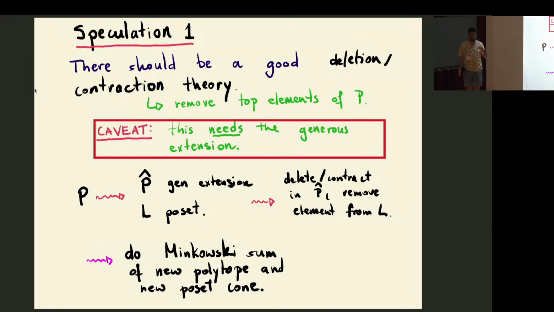So to me, it seems like this is an interesting notion of deletion contraction that has not really been studied. It seems to check some of the nice properties that one would want from such a deletion contraction theory.